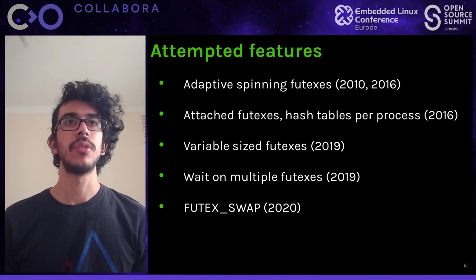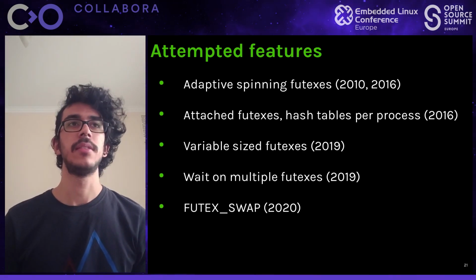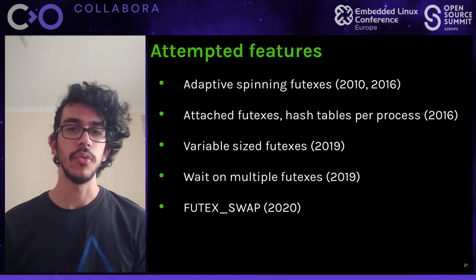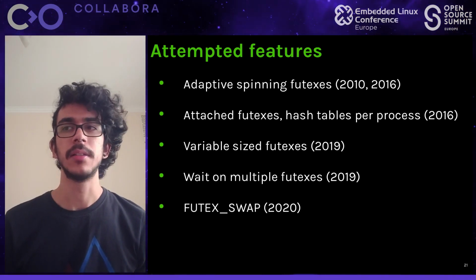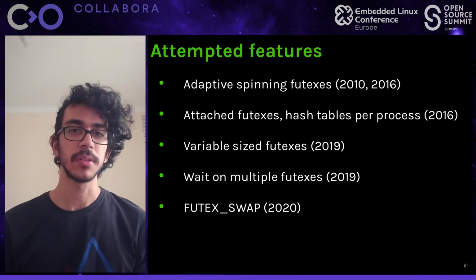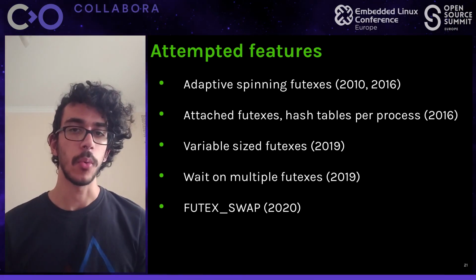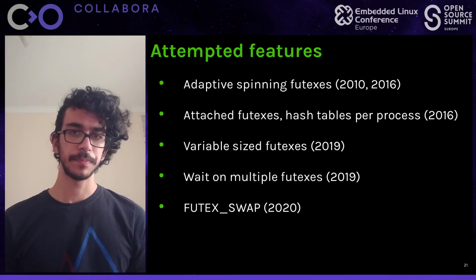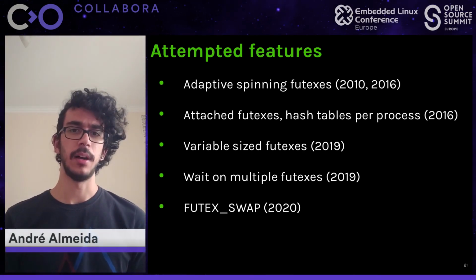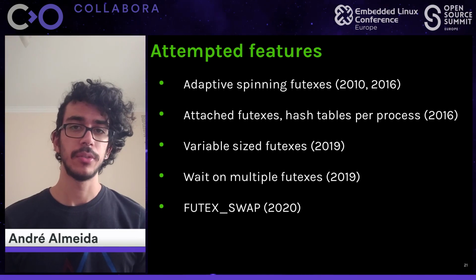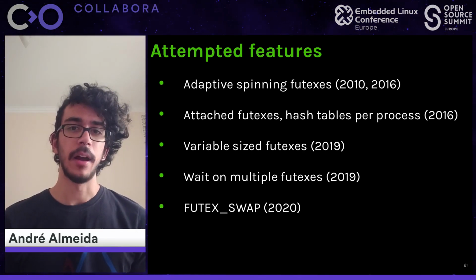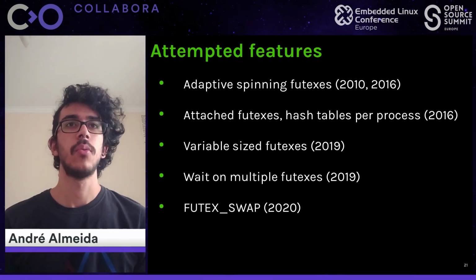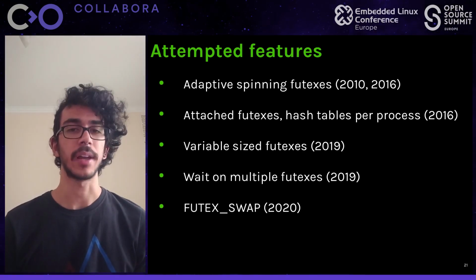And the second feature, 2016 as well, is attached Futexes and the hash table per process. This was made to try to solve the NUMA problem, because here each process will have its own table. That means that when you create a new process, on creation, the kernel will allocate some memory for the hash table. So since the process data is attached to the node where the process is running, you will solve this memory locality problem. And also last year we got variable size Futexes.